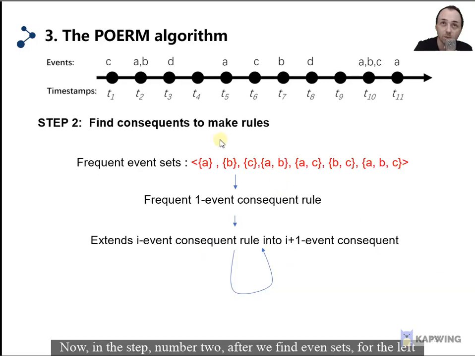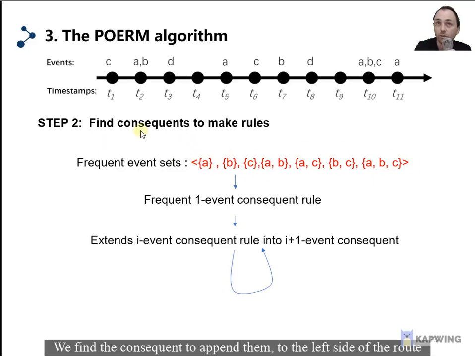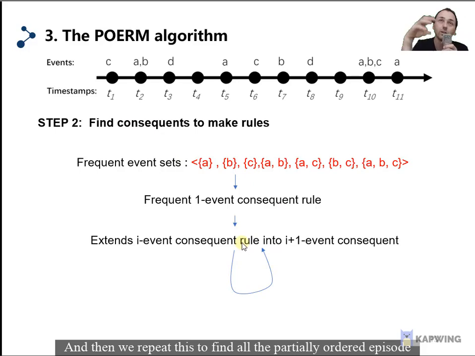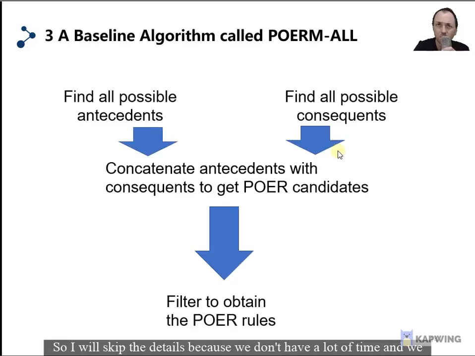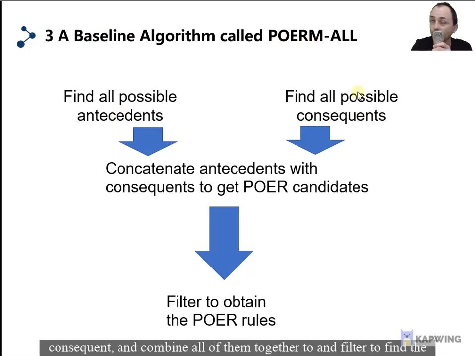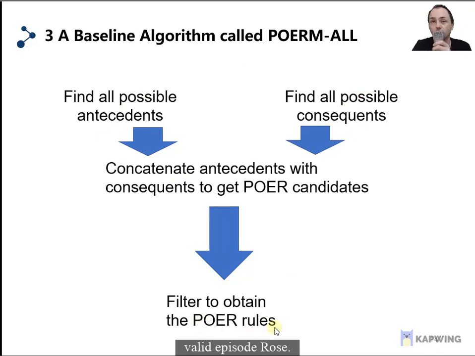Now in step number 2, after we find the event sets for the left part of the rules, we find the consequents and append them to the left side of the rule to make rules. Then we repeat this to find all the partially ordered episode rules. I will skip the details because we don't have a lot of time. We also have a baseline algorithm we call POERM-all. It will find all the possible antecedents and consequents, combine all of them together, and filter to find the valid episode rules. So this is our baseline.